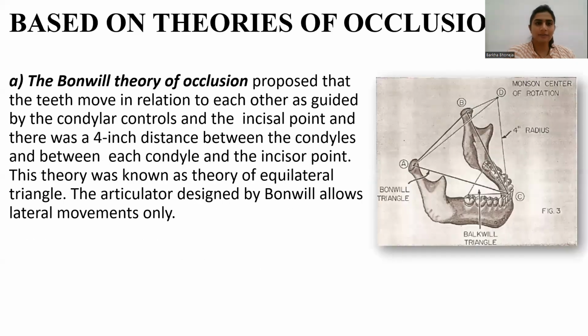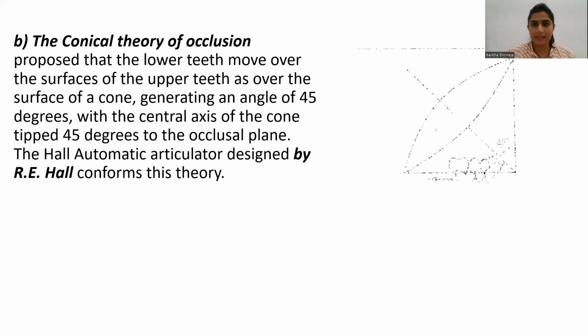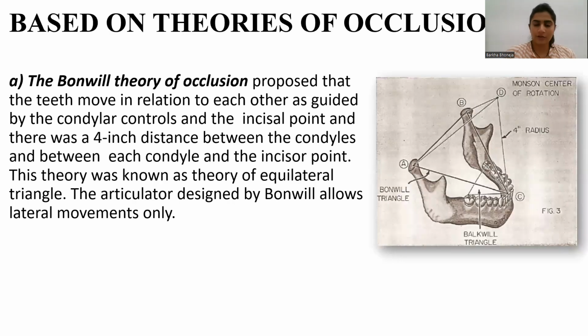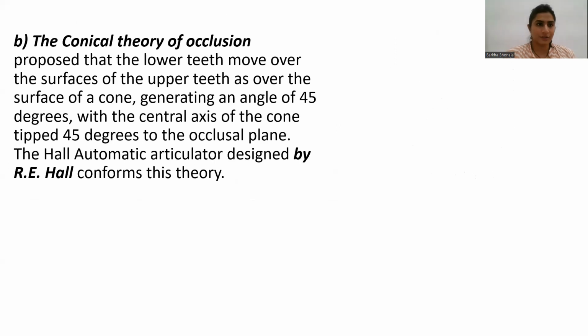Okay, so we had previously covered that based on the theories of occlusion, the articulators can be divided. The Bonwill theory of occlusion, that is based on the equilateral triangle theory, says that the lower teeth move in relation to the upper teeth in a triangle which is formed at the distance between the two condyles and the center of the lateral incisor, which is basically a 4-inch distance. So they move in relation to that.